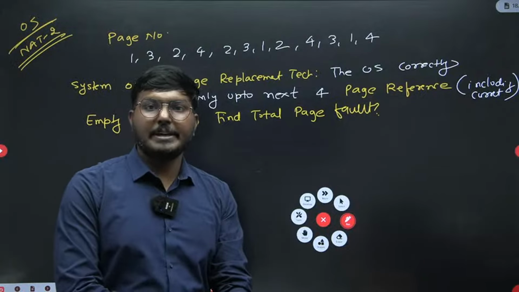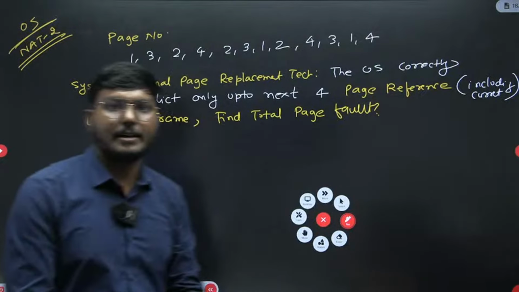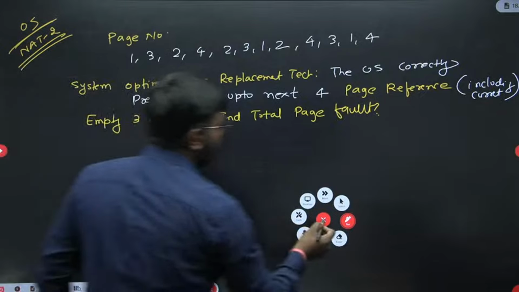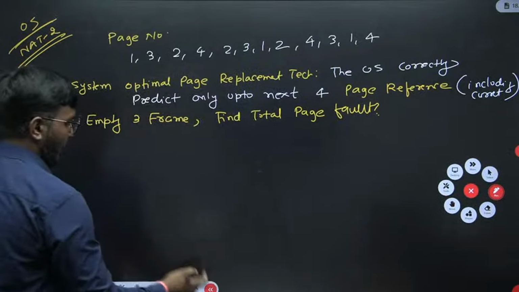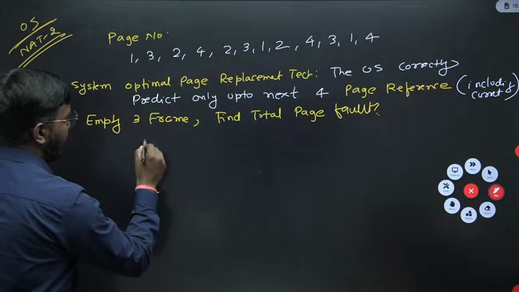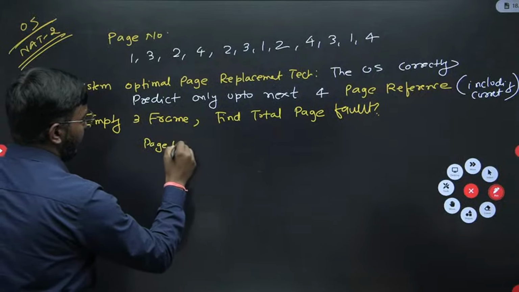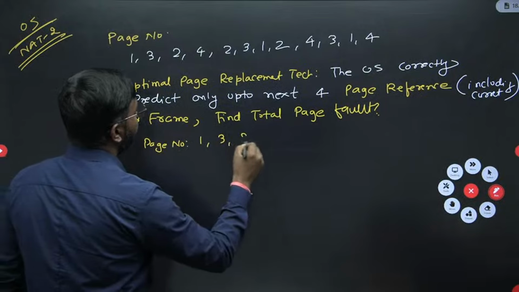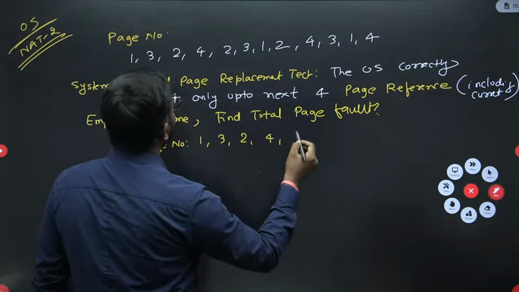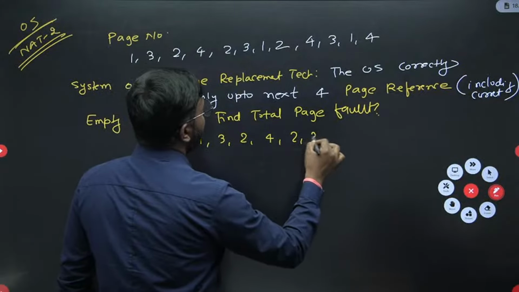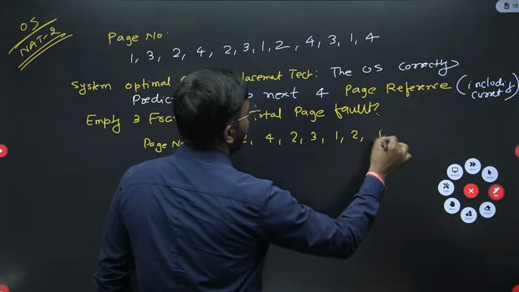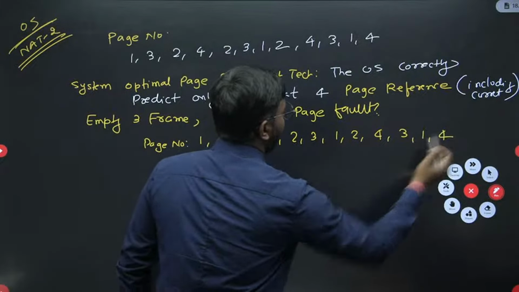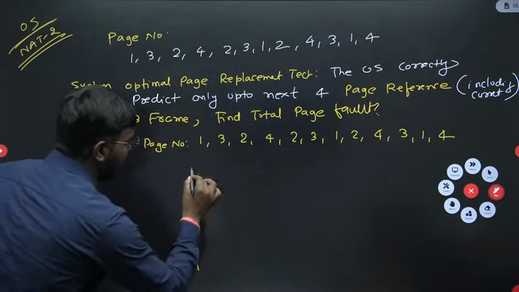Anyone? How many page faults? No idea. Okay, now see here. In this system, the page reference string is given as 1 3 2 4 2 3 1 2 4 3 1 4. Now we are given 3 frames.